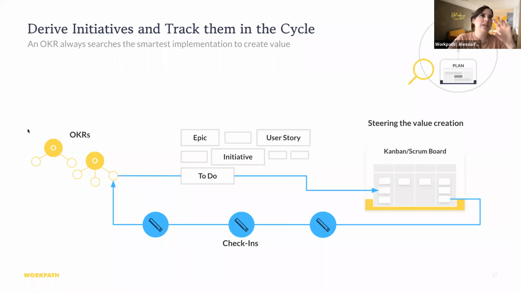So after the drafting and alignment phase, we would end up with OKRs. We would then think of what are the epics, the initiatives, the to-dos, the user stories, however you want to call them, however you phrase the work that you do every day. This is what you should deduce from the OKRs. Sometimes you already think about these things in the drafting. So probably you know already from the drafting what these are.